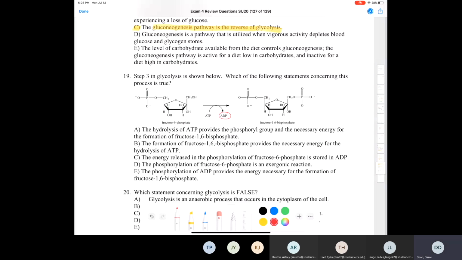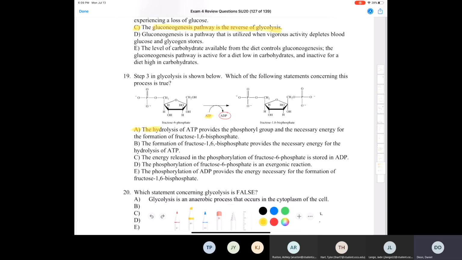Ashley says A. Let's take a look. It says the hydrolysis of ATP. Yes, because ATP is being hydrolyzed to form ADP. The hydrolysis of ATP provides the phosphoryl group. That is correct, because we go from adenosine triphosphate to adenosine diphosphate. So we did remove a phosphoryl group and the energy necessary for the formation of F16-bisphosphate. That is correct. Absolutely correct.